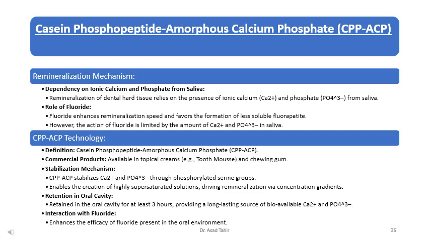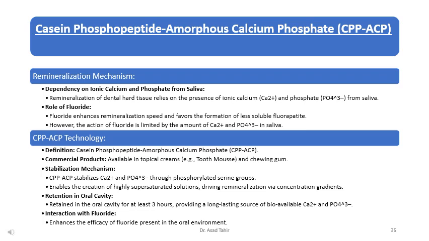Casein phosphopeptide-amorphous calcium phosphate, CPP-ACP, and its remineralization mechanism. Remineralization mechanism. Dependency on saliva. Remineralization of teeth relies on calcium, Ca2+, and phosphate, PO4 3-, ions from saliva. Of fluoride. Enhancement: fluoride speeds up remineralization and encourages the formation of stronger fluorapatite. Limitation: fluoride's effectiveness depends on the availability of calcium and phosphate ions in saliva.